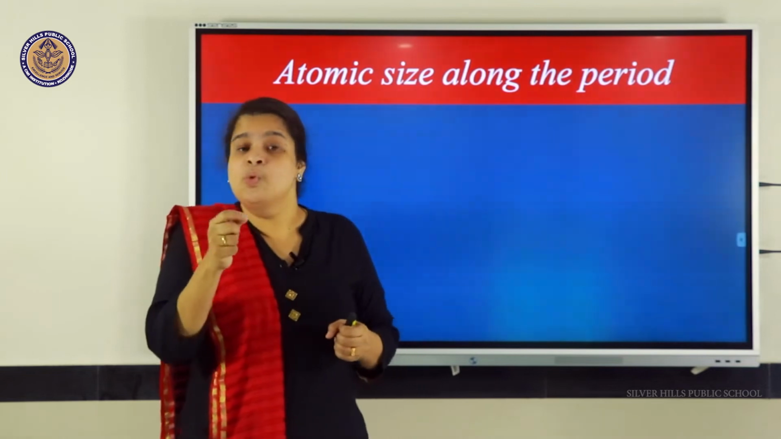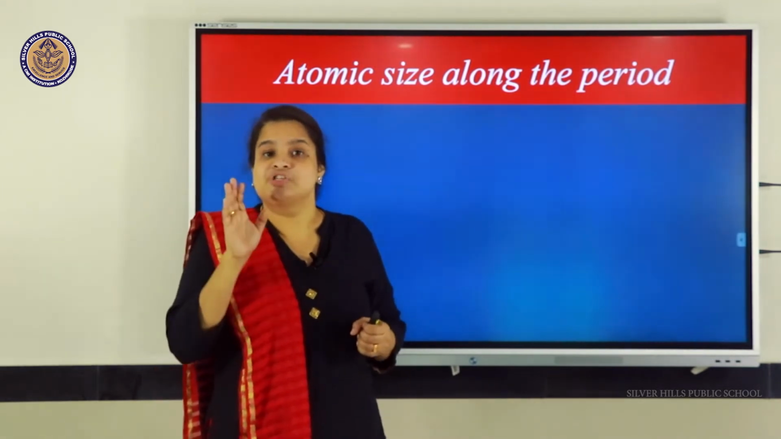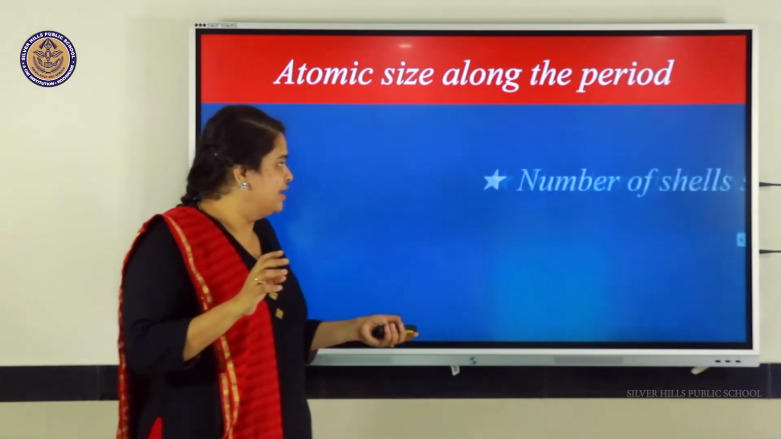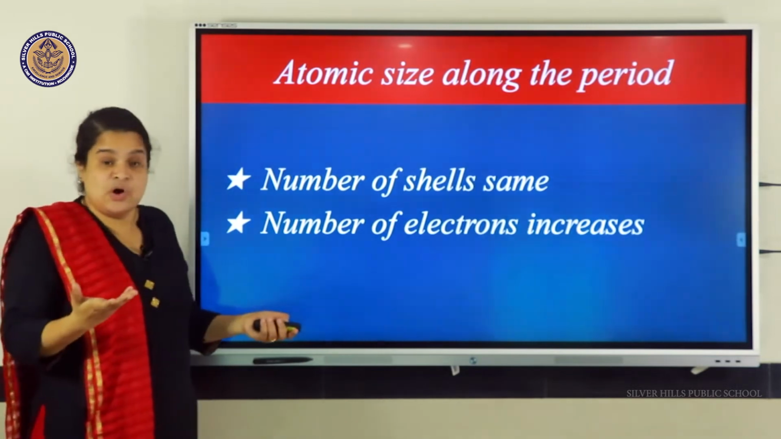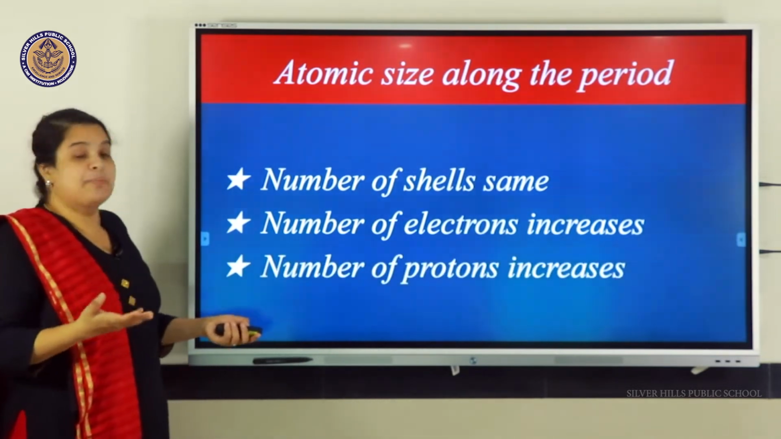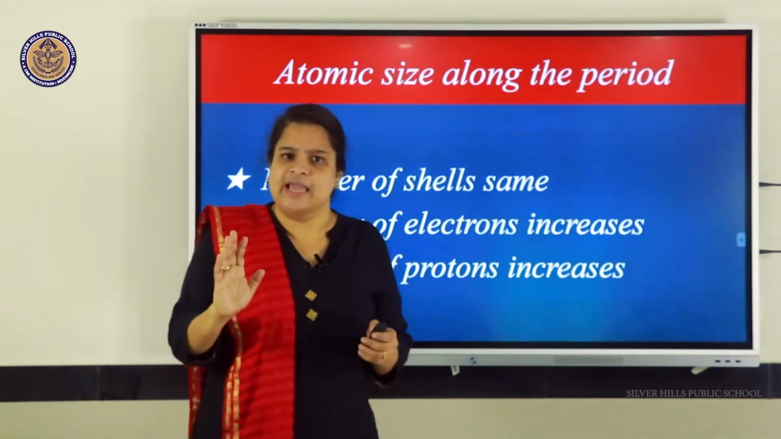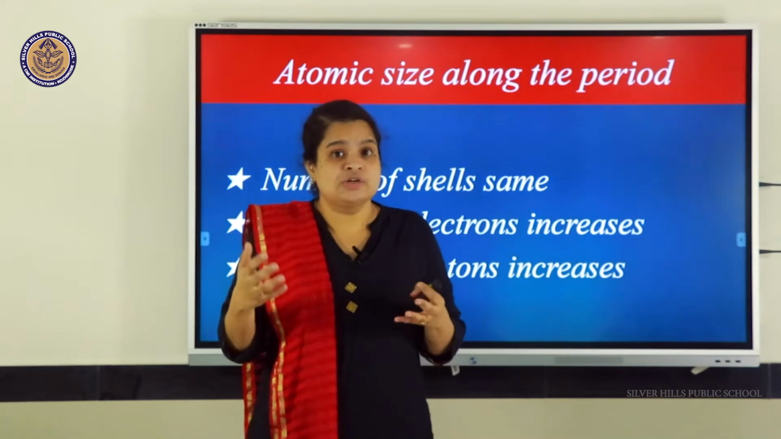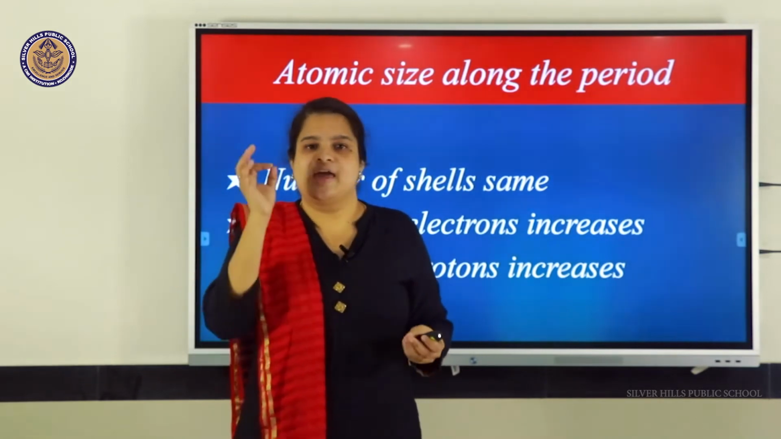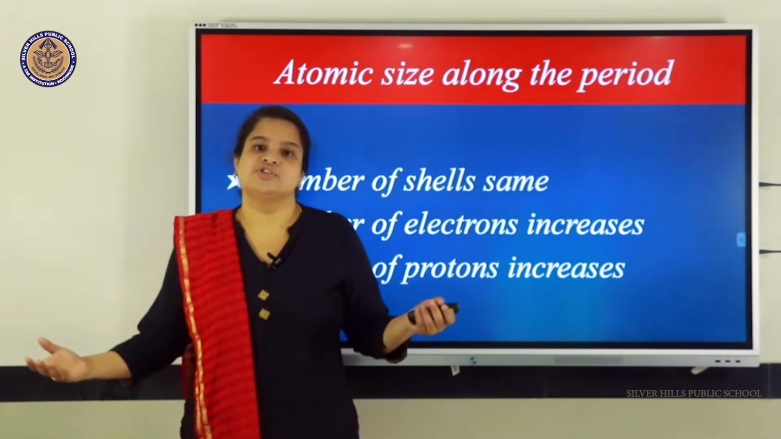So, when you move along the period, we can see that the number of shells is the same. The number of shells is the same, the number of electrons increases and the number of protons increases. So, once the number of shells is the same, even though the inner electron shielding is there, the effective nuclear charge outweighs the screening effect or the shielding effect.